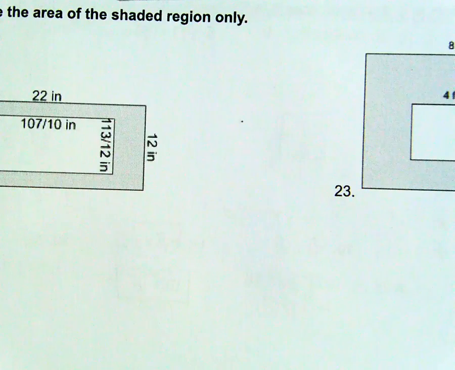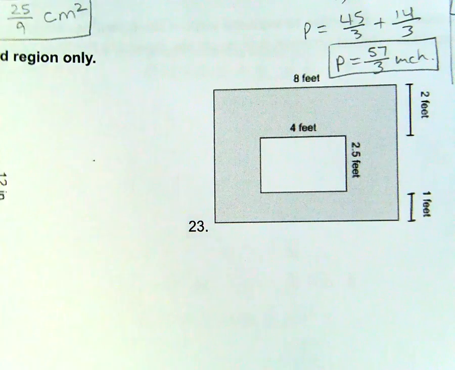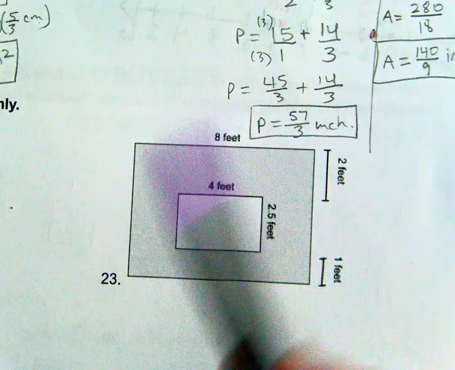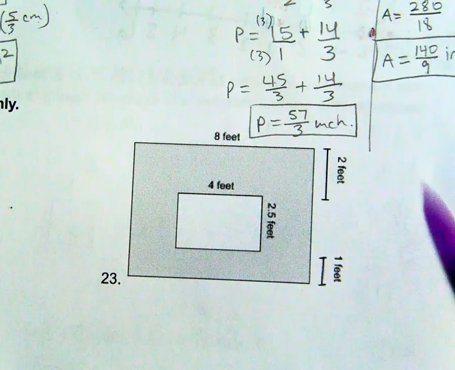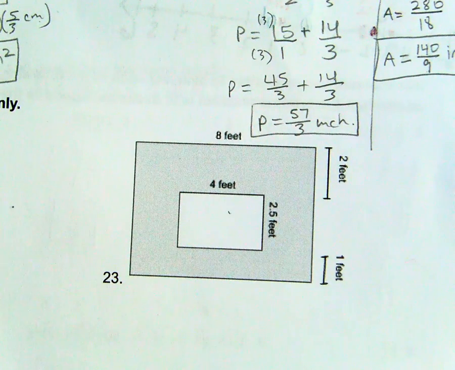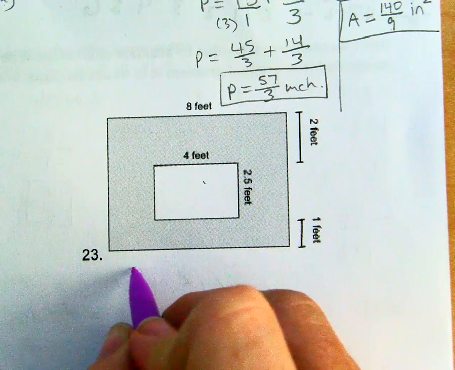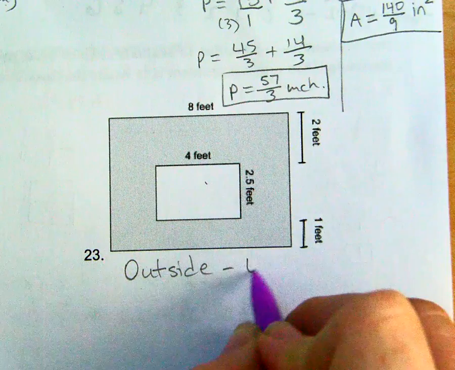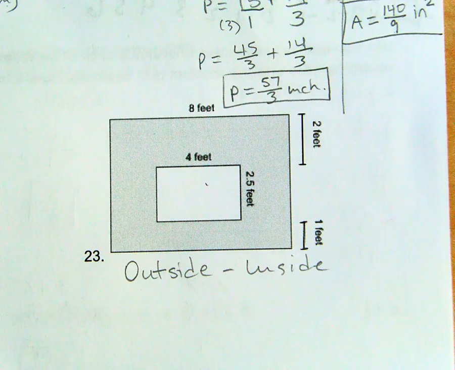Okay. Number 23, which is our determine the area of the shaded region problem. This is like a donut, right? So if I cook a donut, I make the donut, I cut out the hole. But I got to start with all of it before I remove the inside. So what we're going to do here is outside figure minus inside figure. So we'll find the area of the outside, we'll find the area of the inside, and then we'll subtract them.